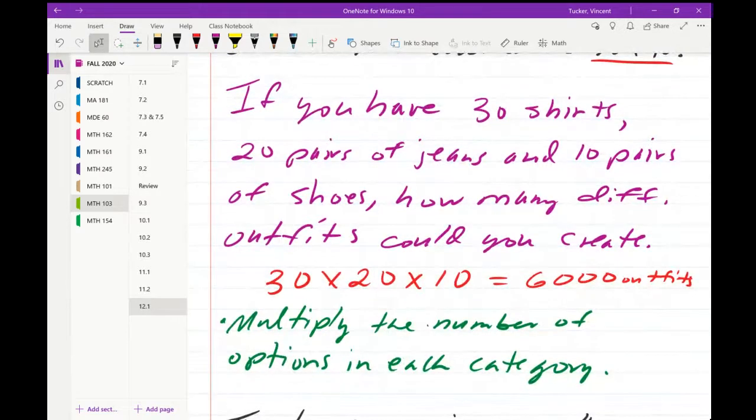And so all I was saying with the gradient is just multiplying the number of options in each category. So I had 30 options in my shirt category, 20 options in my jean category, 10 options in my shoe category.